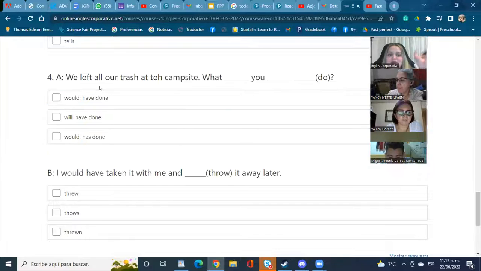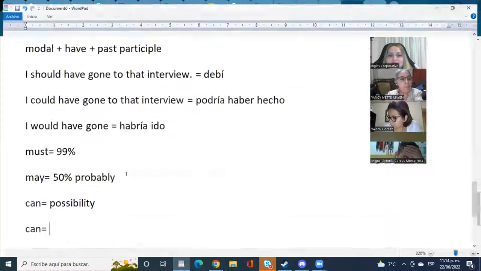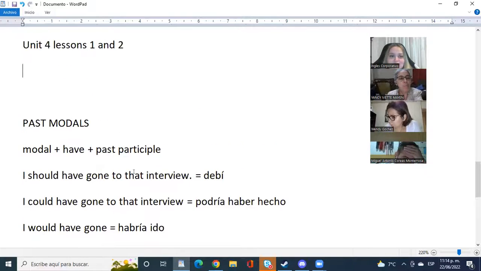So we left all our trash. What do you think the answer is? At the campsite, I would have done the first. What would you have done? We left the... First one, exactly. ¿Qué habrías? Habría hecho. Okay, you can substitute hecho by any other verb, okay?